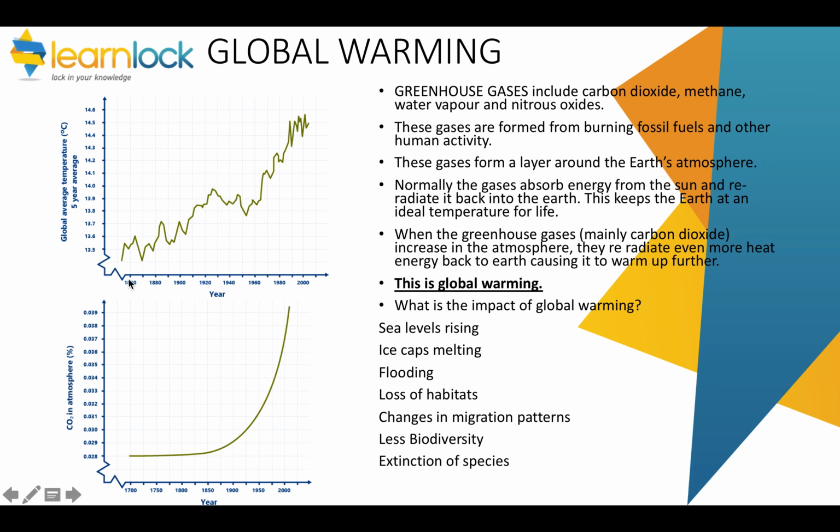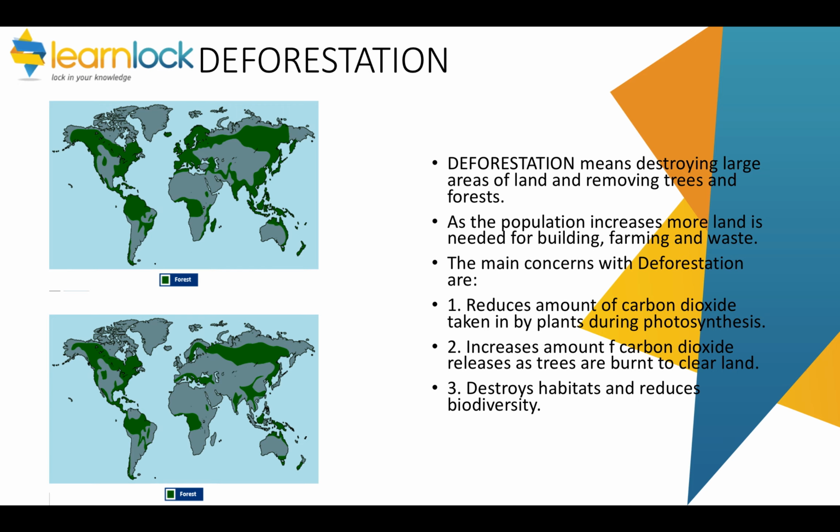These graphs here show the temperature of the Earth changing over the years, and they also show with that the amount of carbon dioxide that's changed as well. And you can see that the amount of carbon dioxide has significantly increased in the last 50 years. Deforestation is destroying large areas of land and removing trees and forests. You can see here the changes in the rainforest removal and forest removal over the years.